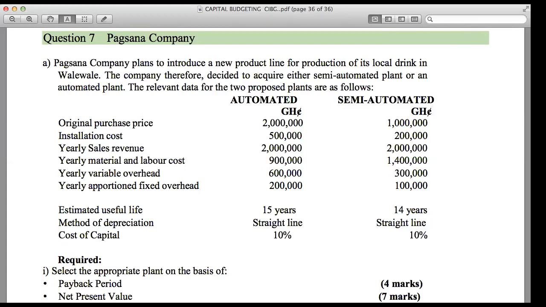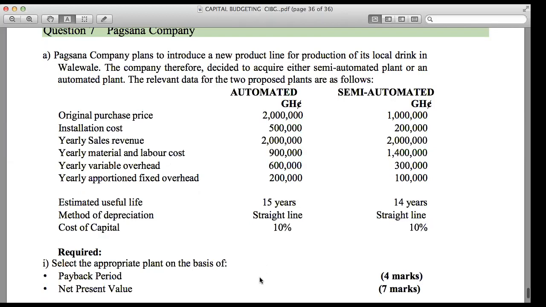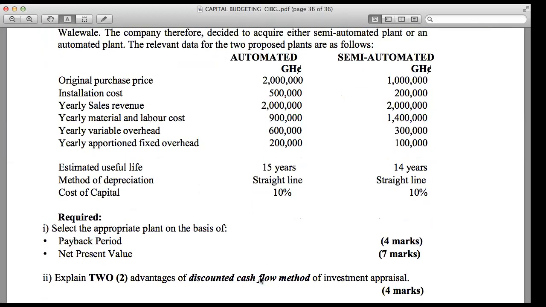Okay. I requested we did a payback period. Yes, and I requested for the accounting rate of return and the NPV. So I'll start with the accounting rate of return first, and then we go straight to the NPV. Good. So we are calculating accounting rate of return for this investment.